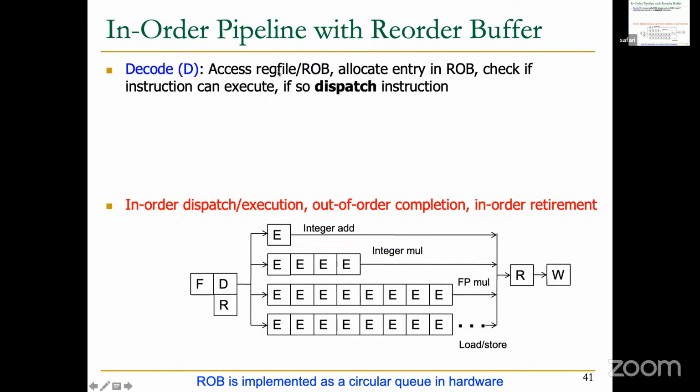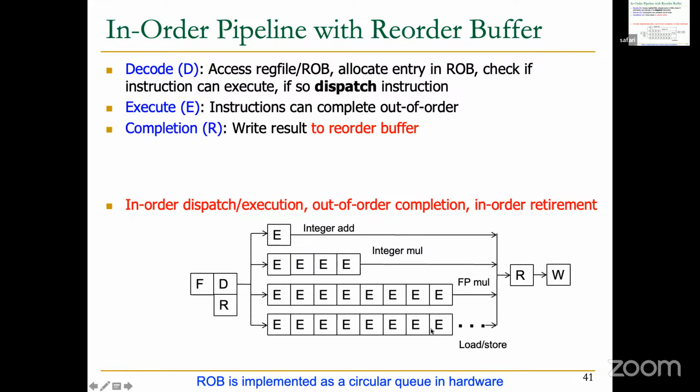So what happens in decode? You access the register file and the reorder buffer, and allocate the entry in the reorder buffer for the instruction that you're decoding. You check if the instruction can execute. If the instruction can execute, meaning that it doesn't have any dependencies and has the values that it needs, you dispatch the instruction. Dispatch is basically taking the instruction and putting it into a functional unit so that it can execute. During execution, instructions can complete out of order, out of program order. No problem, because when the instruction completes, you write the result into the reorder buffer, which is a microarchitectural structure. You don't update the architectural state.